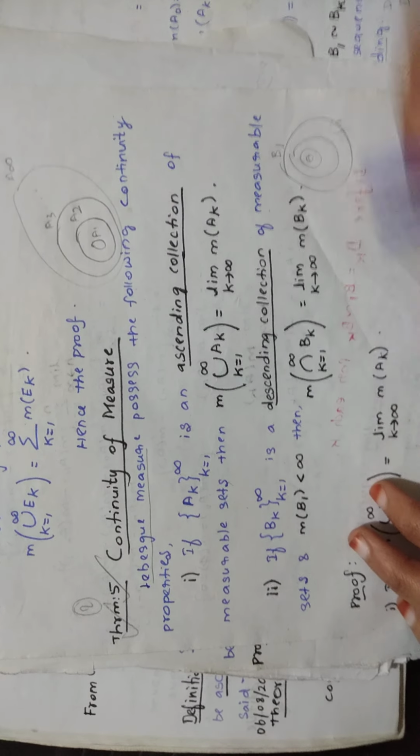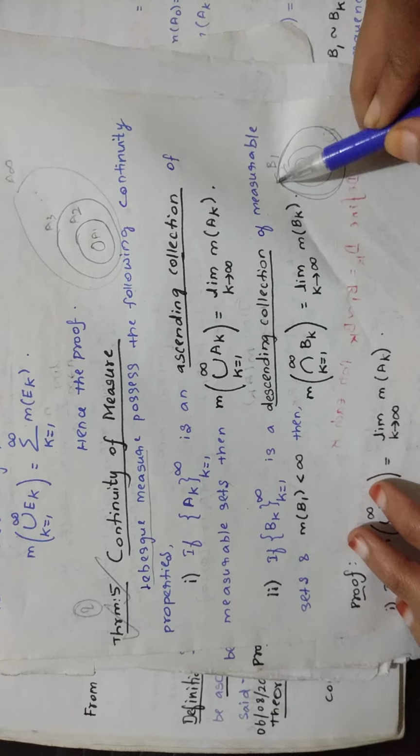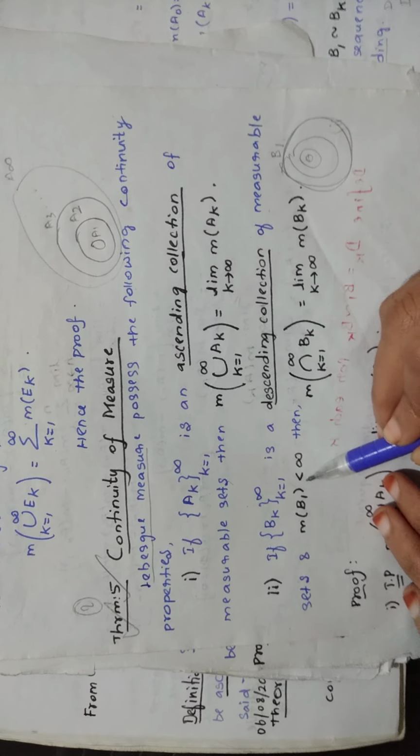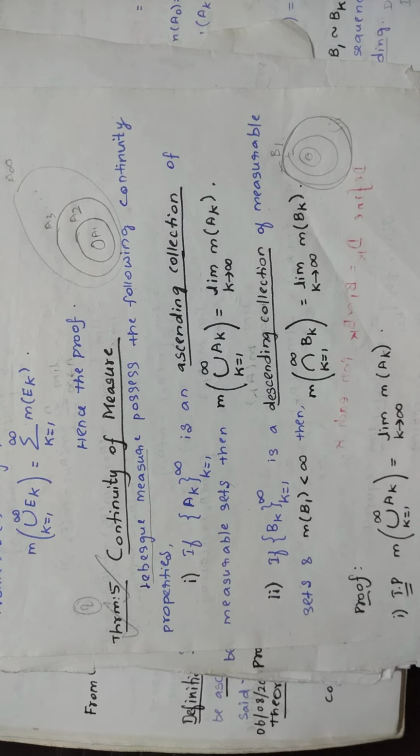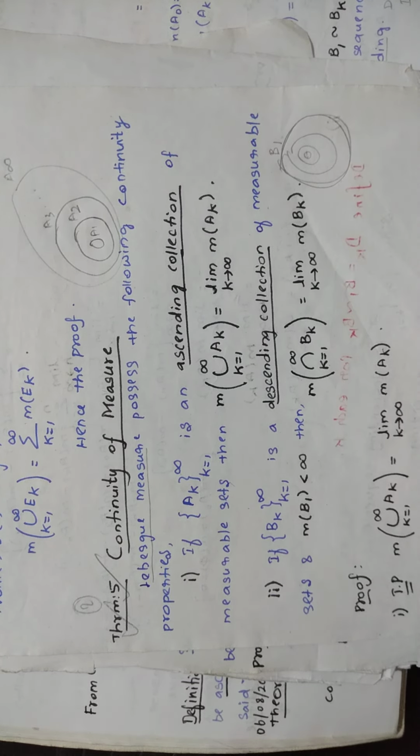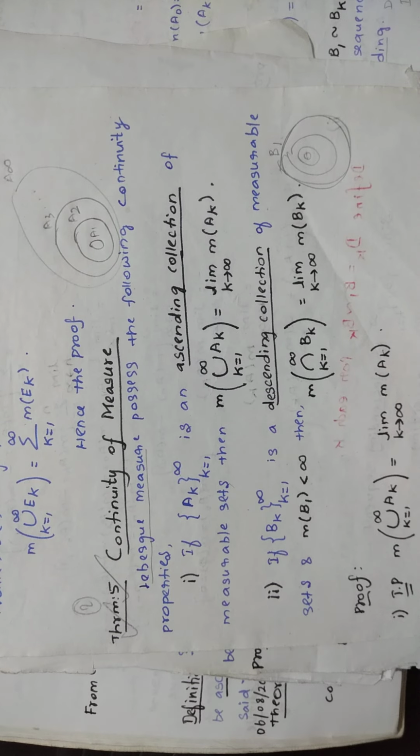So here a condition is also given. They are given the measure of B1. You are having this B1, no? The measure of this B1 will be less than infinity. It means the measure of this B1 is finite. That is what they are saying. So if these conditions are there, then this condition will be satisfied. These are the two properties of continuity of measure. So here, let's start proving the first part first.